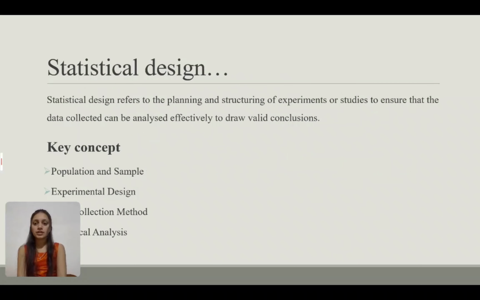The third design is statistical design. Statistical design refers to the planning and structuring of an experimental study to ensure that the data collected can be analyzed effectively and valid conclusions drawn. The key concept in statistical design is, first, population and sample. Population refers to the entire group of individuals. The sample refers to the subset of the population selected for the study, which should represent the population to ensure generalizability of the results.